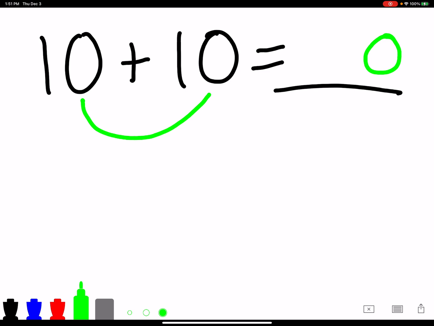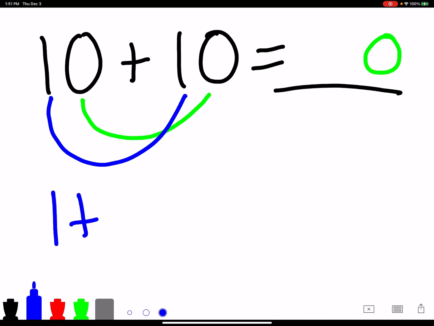And then pretend the zeros are not there. We are going to add the 1 and the 1 because they both are in the next place over. So if you want to think about it, what is 1 plus 1? Well, 1 plus 1 is 2. So in this problem, we did 0 plus 0, which would be 0, and then we did 1 plus 1, which will be 2. So our answer is 20.